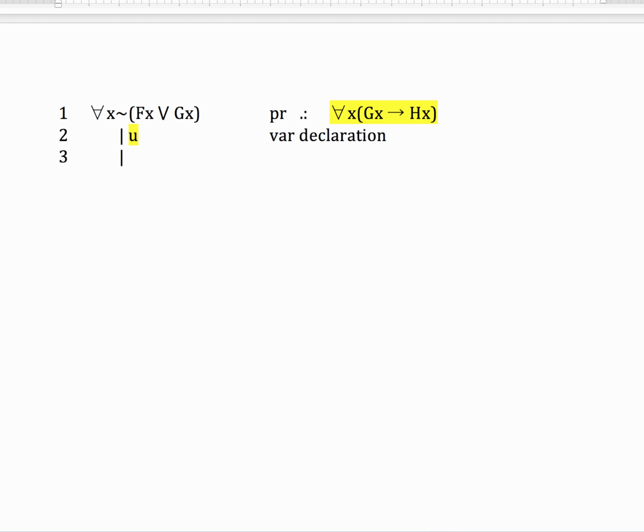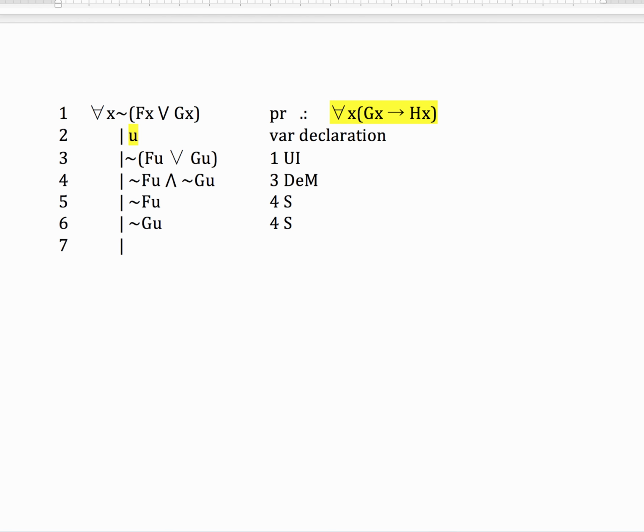Line number 1 is a universal sentence. So getting an instance from line number 1, I can get this. We can transform line number 3 to this. And since line number 4 is a conjunction, we can do simplification like this and this. And from line number 6, we can directly infer Gu arrow Hu using the arrow plus rule. And your subproof is completed.